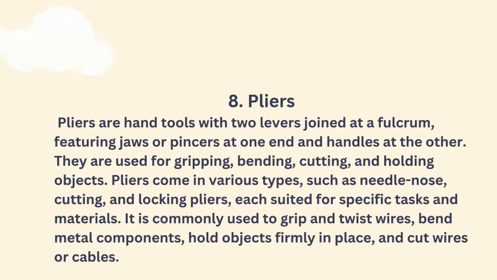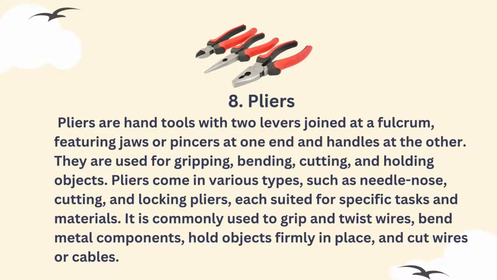8. Pliers. Pliers are hand tools with two levers joined at a fulcrum, featuring jaws or pincers at one end and handles at the other. They are used for gripping, bending, cutting, and holding objects. Pliers come in various types, such as needle nose, cutting, and locking pliers, each suited for specific tasks and materials. It is commonly used to grip and twist wires, bend metal components, hold objects firmly in place, and cut wires or cables.